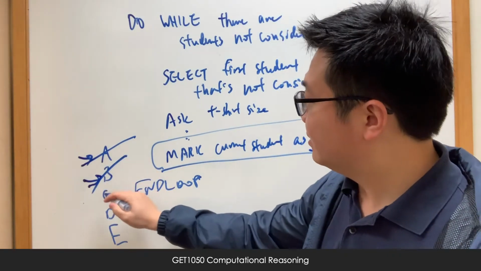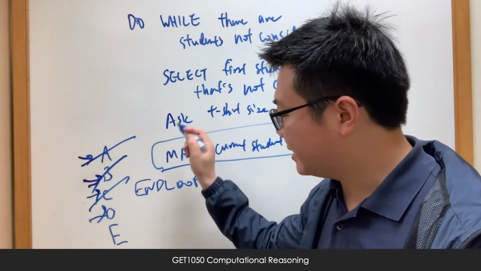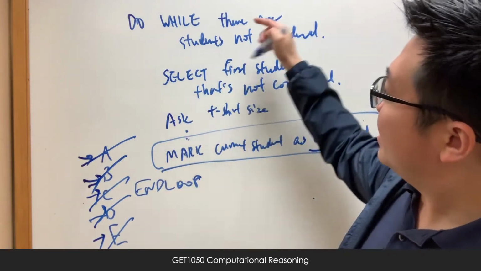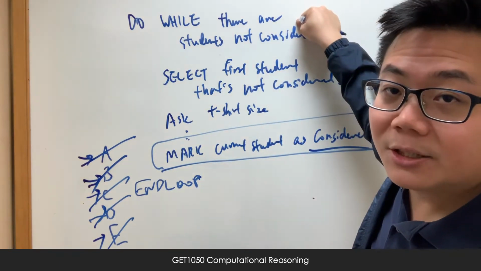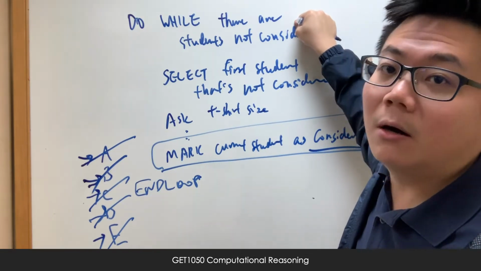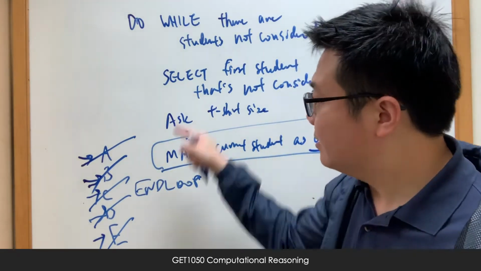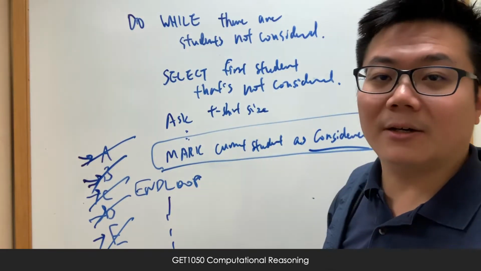Then you repeat. Select this, ask, mark. Select this, ask, mark. Select this, ask, mark. Then now we finish. Now we check this again. Are there still any more students who are not considered? No more. All considered. So now you end the loop. You can exit and do everything else outside here.